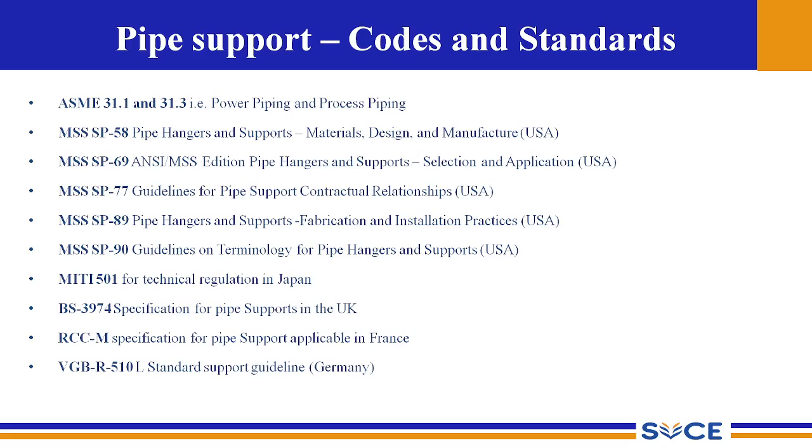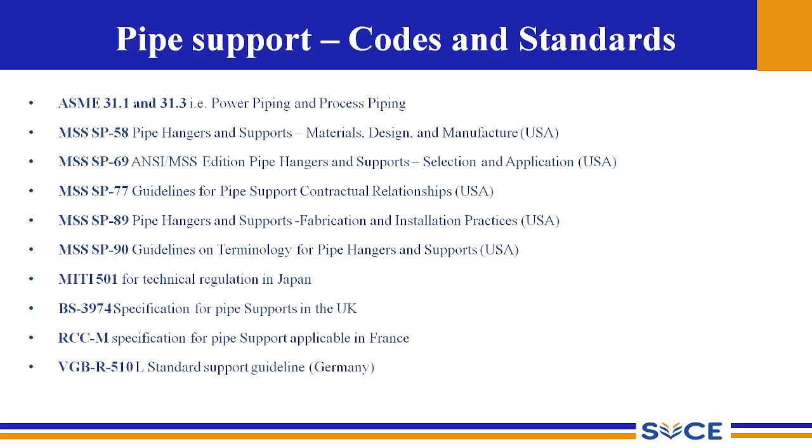These are focusing on the hangers and the support materials design and manufacture, commonly followed in USA. Then MSS SP69. This is also focusing on the pipe hangers and supports, the selection and application of the various pipe hangers and supports. 58 is for the materials, design and manufacture, and MSS SP69, the ANSI MSS edition, will be focusing on the selection and application of the various pipe hangers and supports.